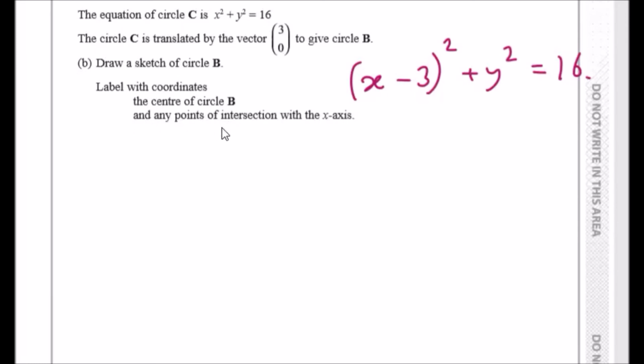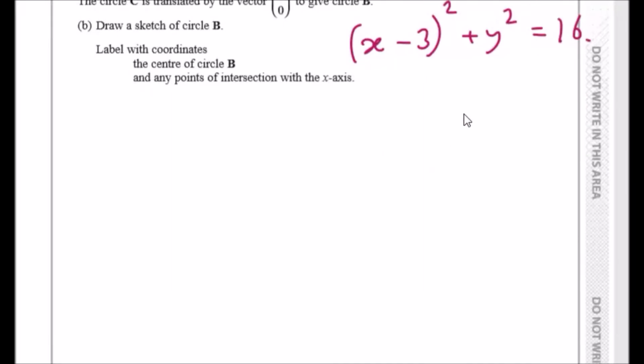Draw a sketch of circle B, label with coordinates the center of circle B, and any points of intersection with the x-axis. Okay. Oh, do you have like a graph? Oh, you don't. Okay, that sucks. So let's have a go at this.